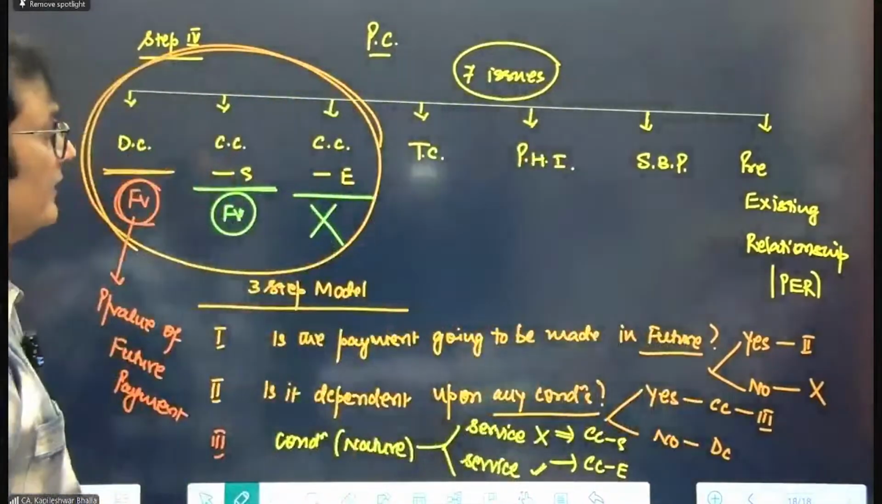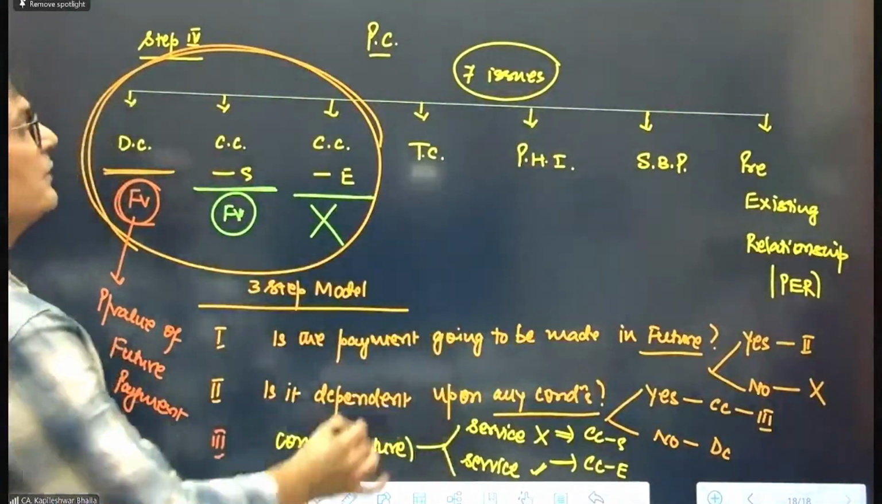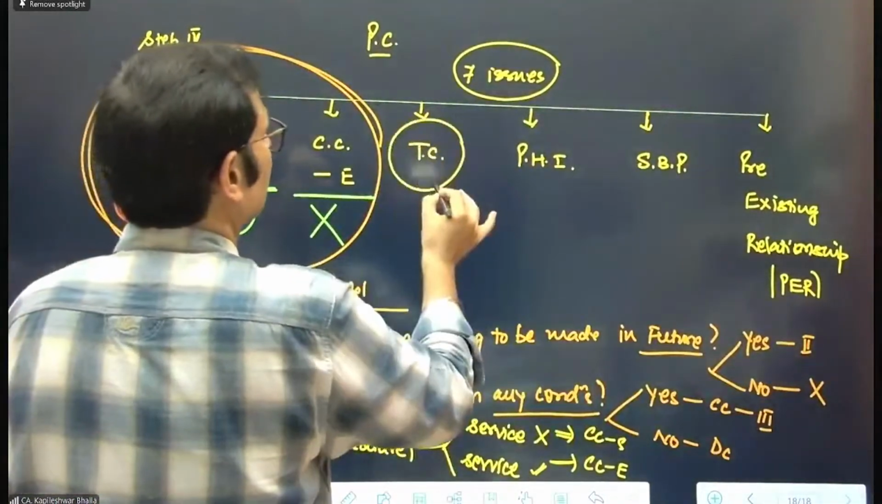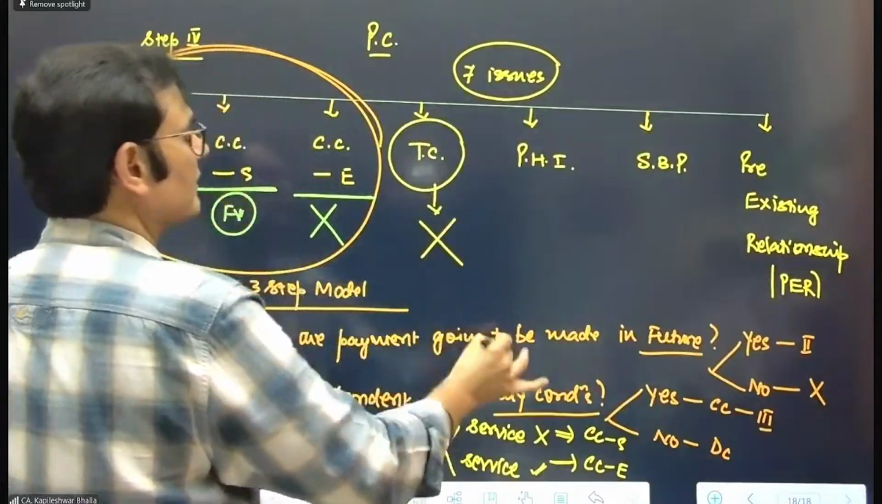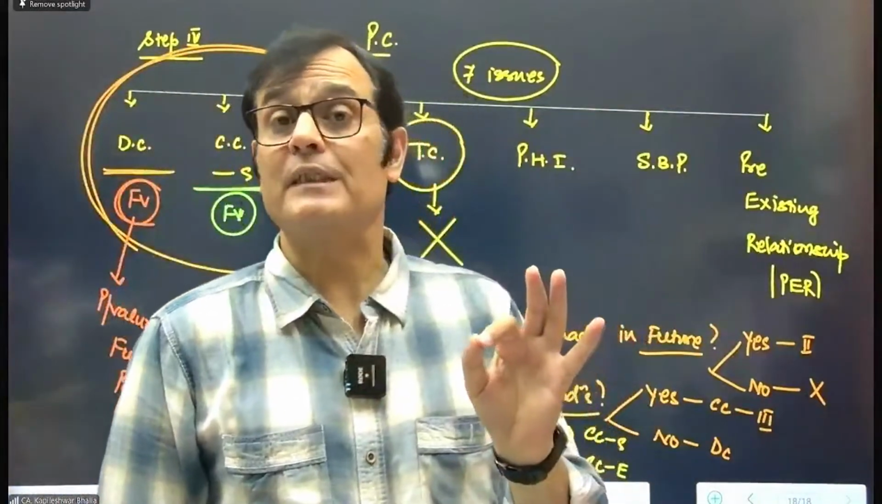Great. Now let's consider the other two elements as well. The first one is the concept of TC, that is, transaction cost. It's never considered a part of the PC. The transaction cost is supposed to be immediately expensed.